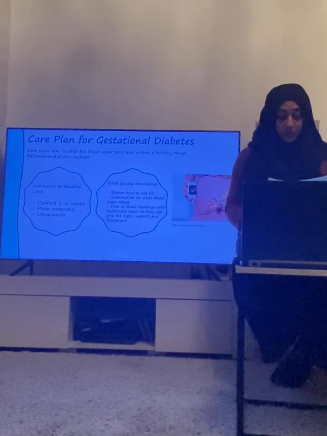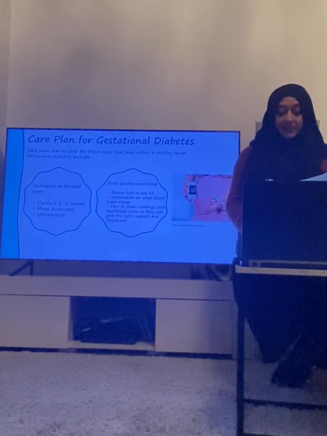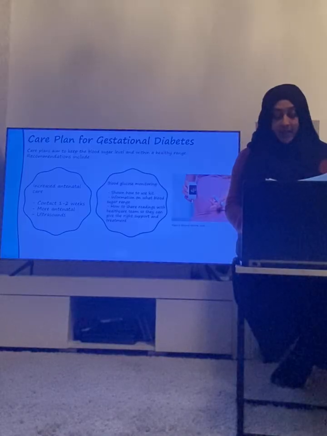Support also includes increased antenatal care. Healthcare teams will aim to have contact with the pregnant person every 1 to 2 weeks. Increased antenatal appointments will allow midwife to check person's health and fetal growth. Ultrasounds may also be offered to check the fetal growth is healthy.